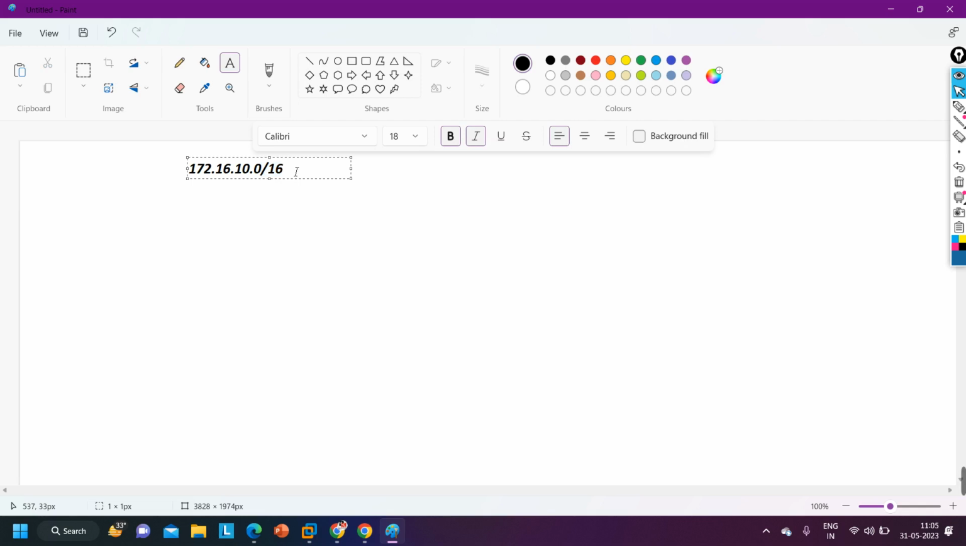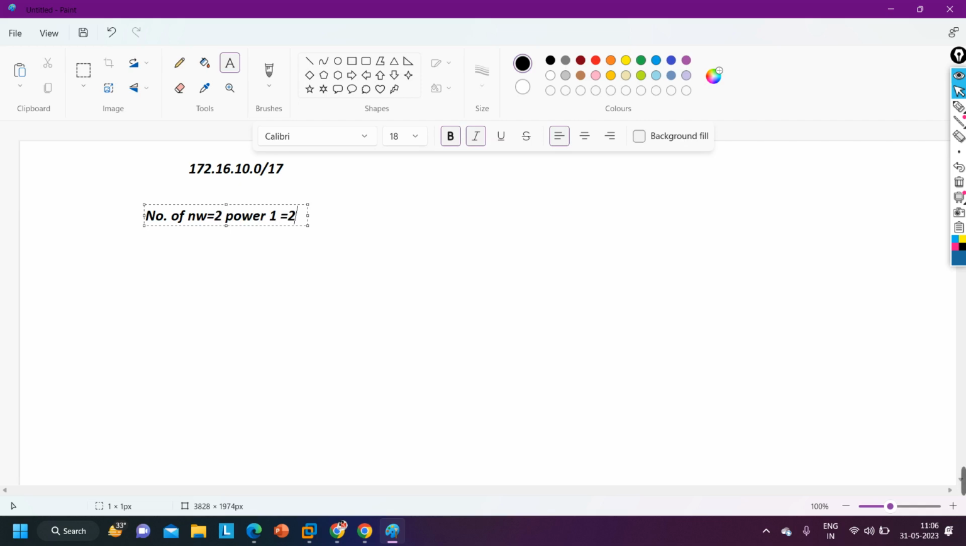Now I am saying the slash value is not 16 but 17, which means I have borrowed one network bit. So what will be the number of networks? It is 2 to the power n, and n is 1 because we have borrowed 1 bit. So 2 to the power 1, which means there are 2 networks.